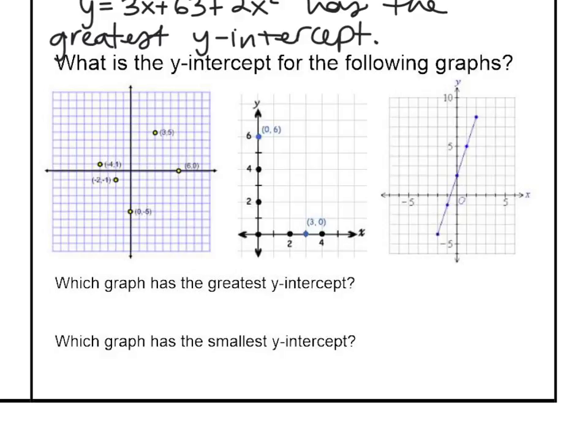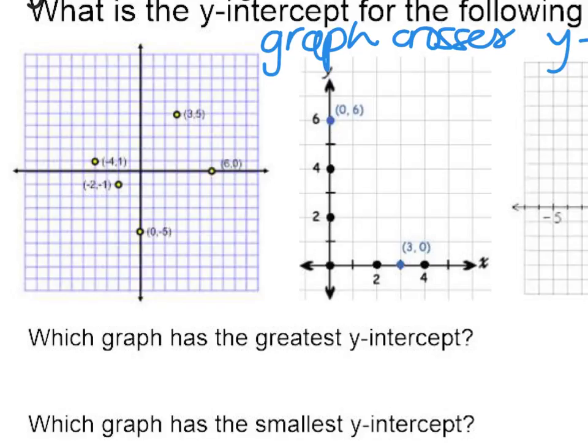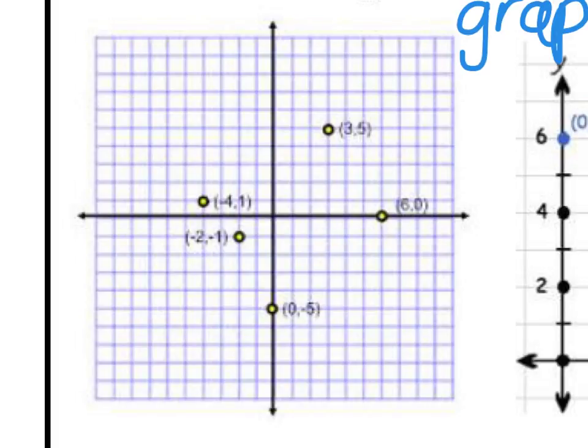Moving on to graphs. What is the y-intercept for the following graphs? Well, remember, on a graph, it is where the line or the graph crosses the y-axis. And remember, the y-axis is the vertical axis. Okay, so for the first one, I see that it crosses right here, just like the starting point, exact same thing.